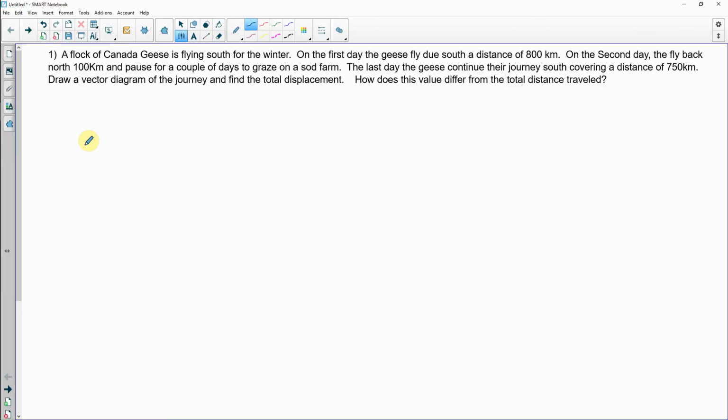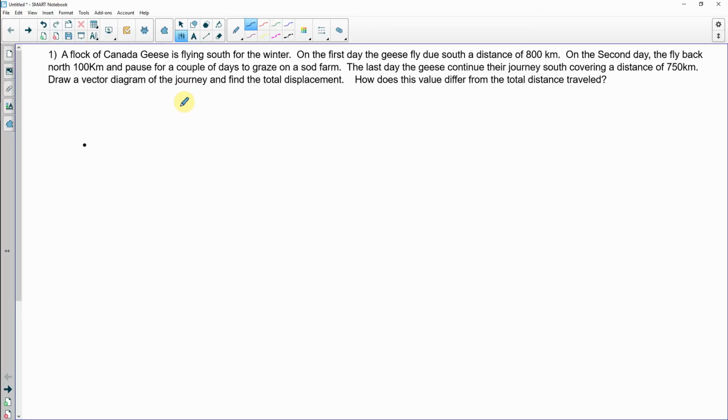On the first day, the geese fly south a distance of 800 kilometers. On the second day, they fly back north 100 kilometers and pause for a couple of days to graze on a sod farm. The last day, they continue their journey south, covering just 750 kilometers. Draw a vector diagram of the journey and find the total displacement.